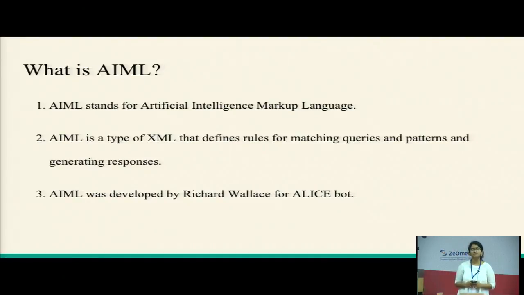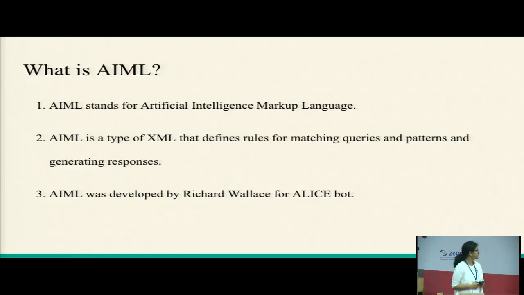What it does is, you basically write it as XML. XML is a hierarchy of tags, one after another. So we'll see what tags are used in AIML. AIML defines the queries and the patterns to match, and it also defines the responses to give for that pattern. You can have one response for one pattern, multiple responses for one pattern, or one response for multiple patterns as well.